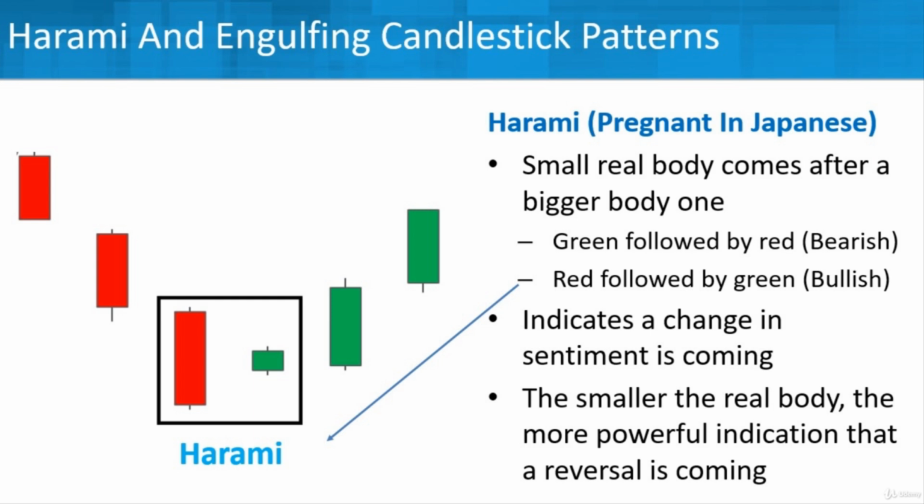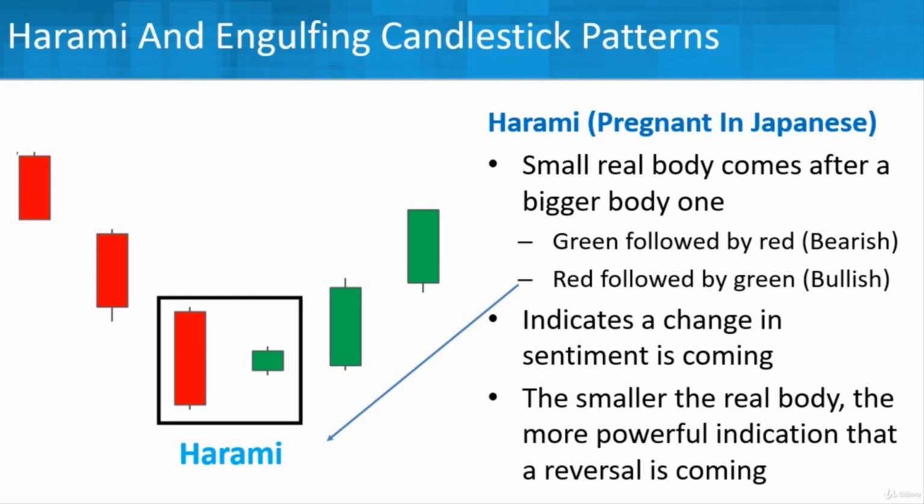So if you're looking for an indicator that there might be a reversal or some change coming, a harami is very helpful for that. The smaller the real body on the second candle, the more powerful the indication that the reversal is coming. If there's not much difference between the two, then it's not really a harami. You're looking for a taller, longer real body followed by a shorter, squat one. You're looking at the real bodies more than the wicks going up or down, at the opens and closes of the candles.